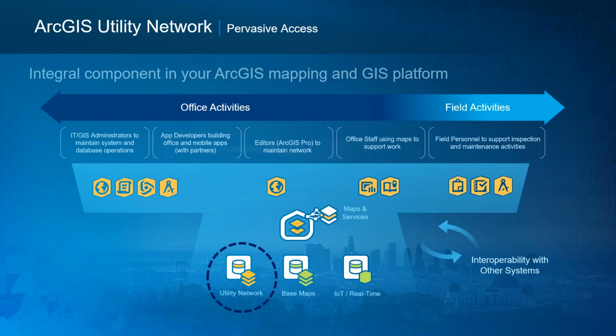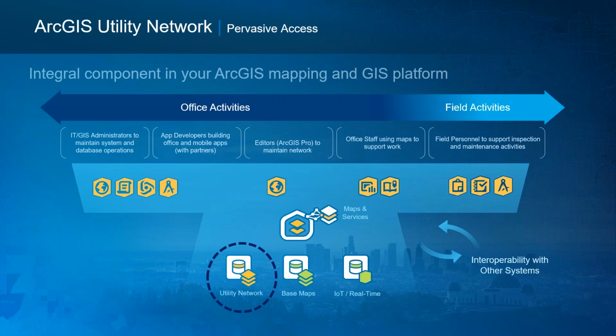The utility network for utilities is going to be a really integral component to the ArcGIS mapping and GIS platform. And there will be many people within the organization that interact with and use the utility network. On the IT and GIS side, administrators will use the utility network. They'll actually manage the information in the network. They'll manage the database, the security of all of that. Organizations might have application developers or are leveraging partner solutions that expose the utility network to everybody else in the organization to be able to ask questions for maps.